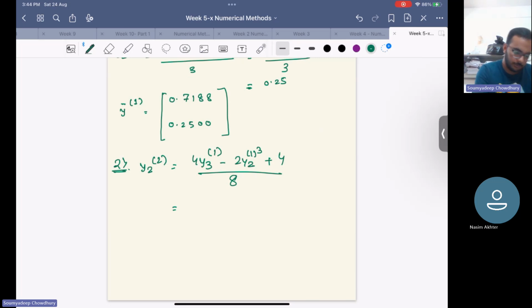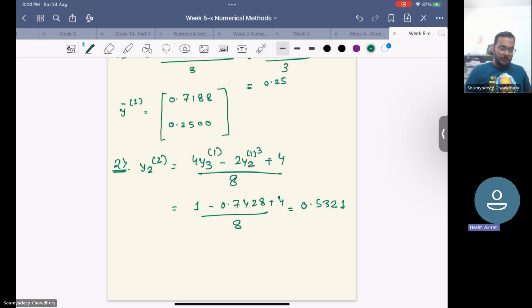We got 0.25, right? So it is 4 times 0.25, minus 2 into 0.7188 whole cube, plus 4 by 8. So it is 0.5321. Is it correct? Calculation, can you check once? Yes, it is correct, right?